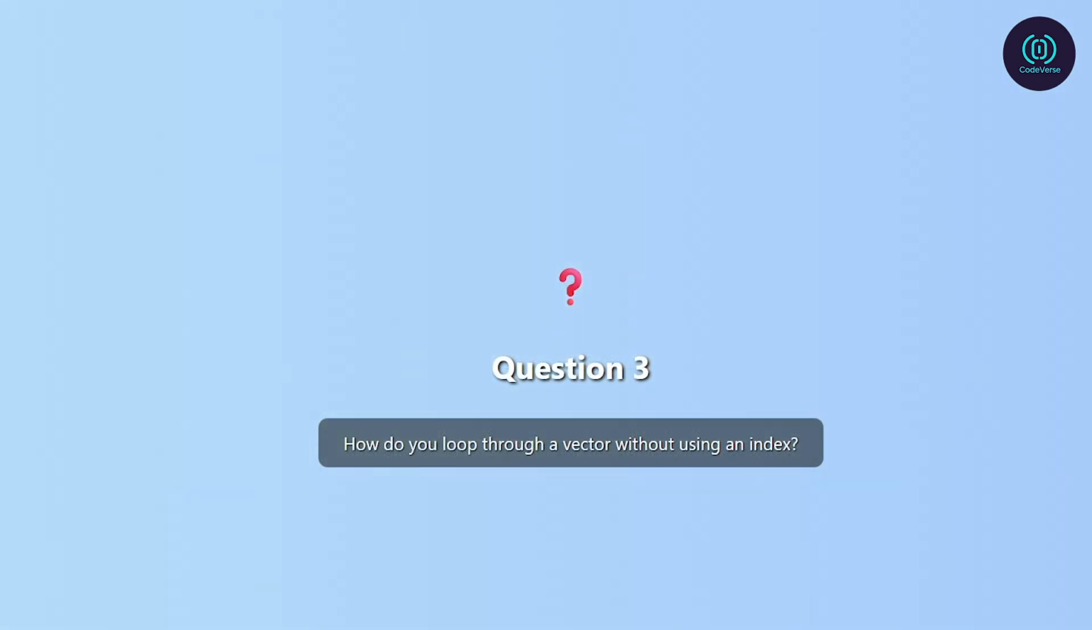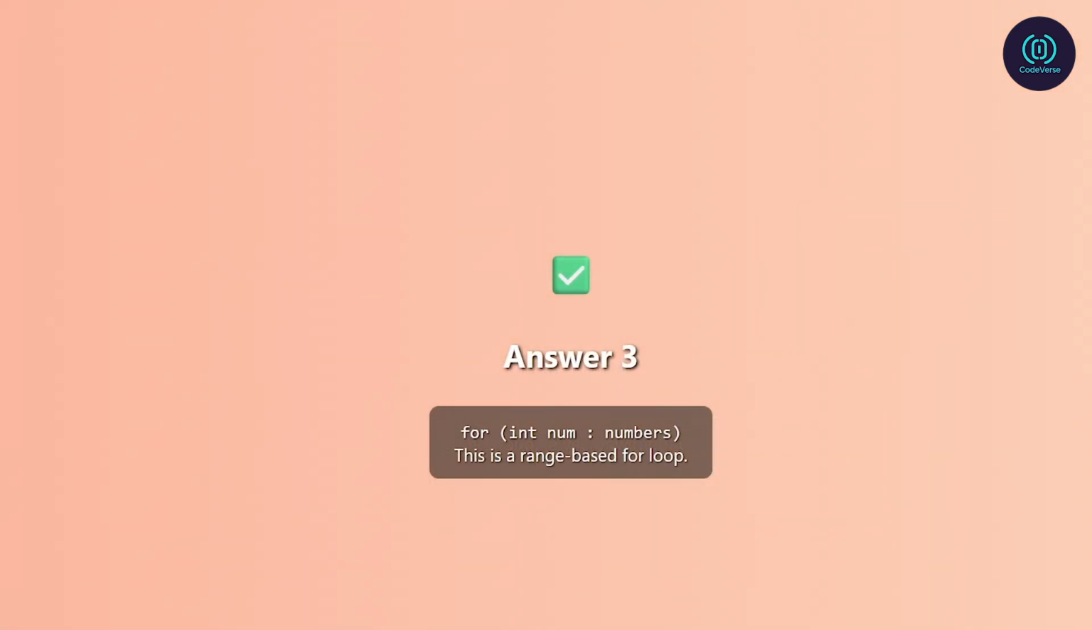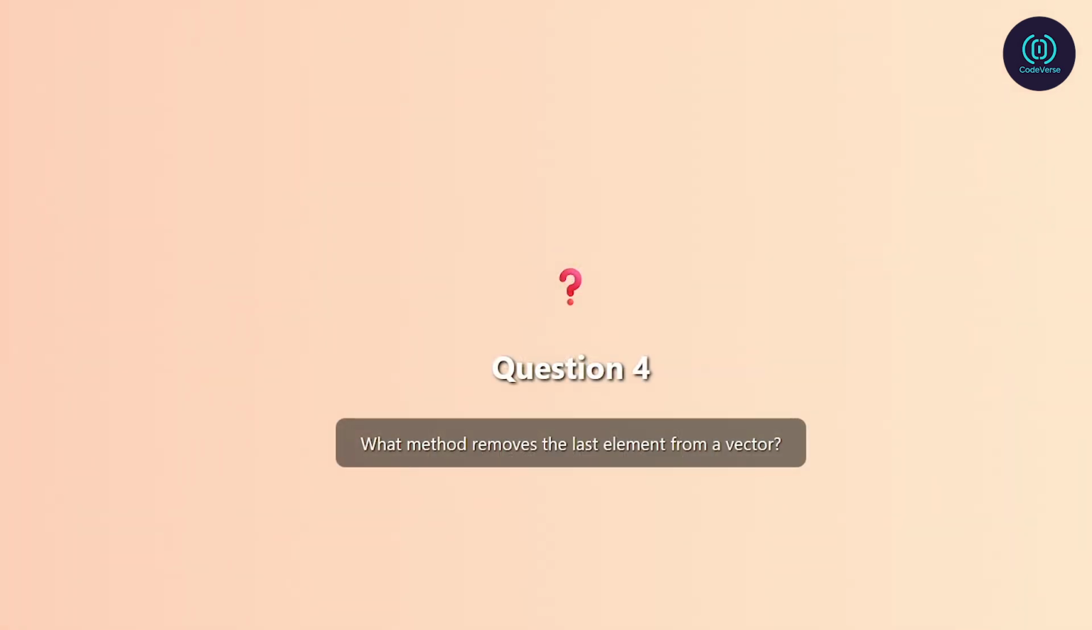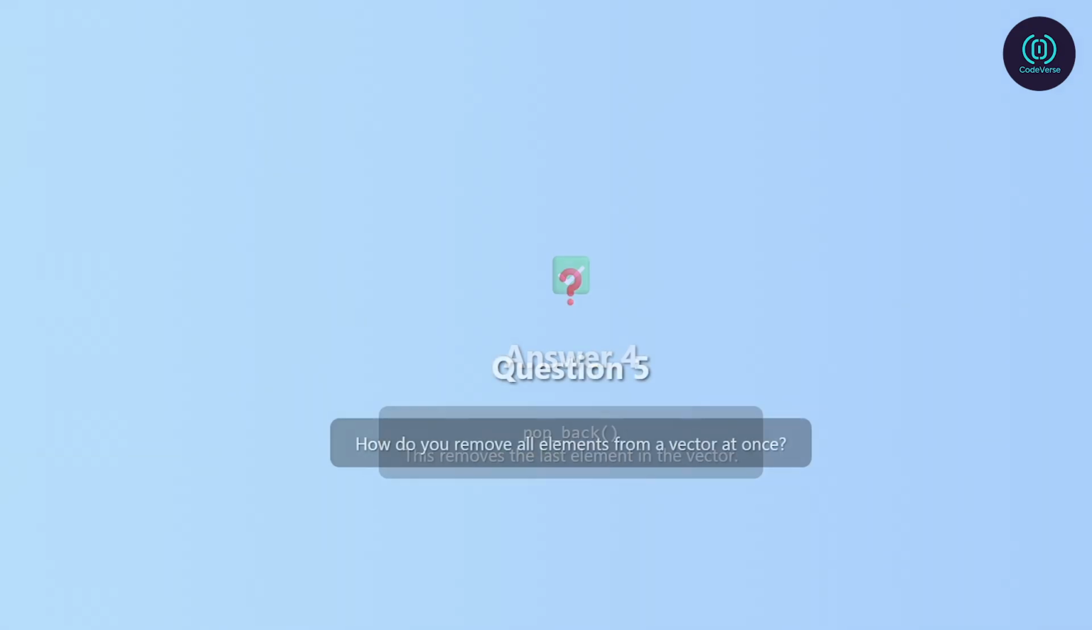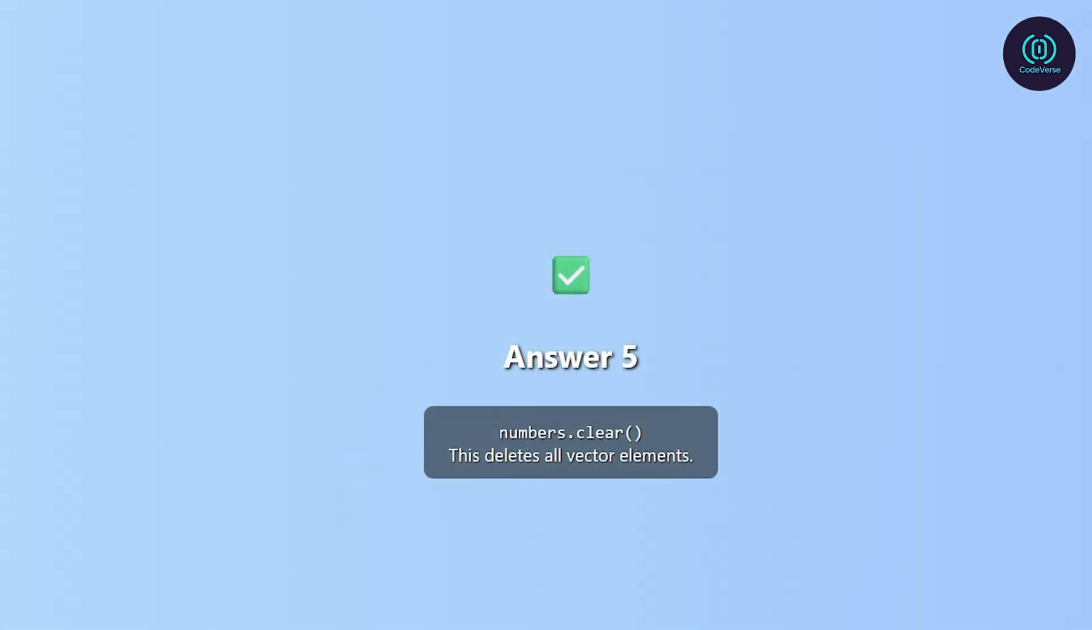Question 3. How do you loop through a vector without using an index? Answer: use a range-based for loop, for (int number : numbers). Question 4. What method removes the last element from a vector? Answer: pop_back. Final question: how do you remove all elements from a vector at once? Answer: use the clear method.